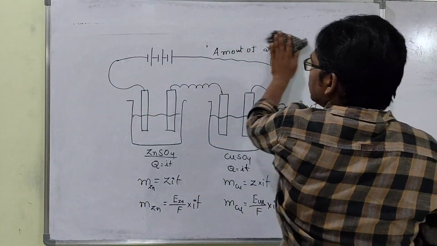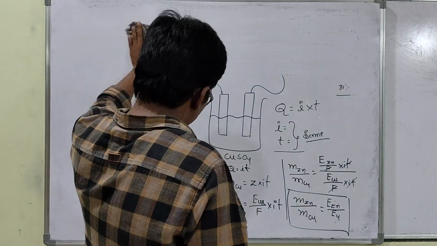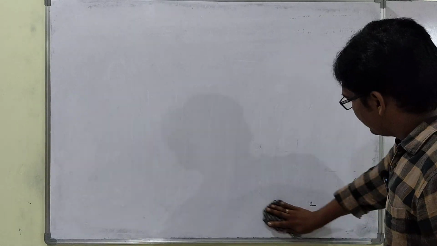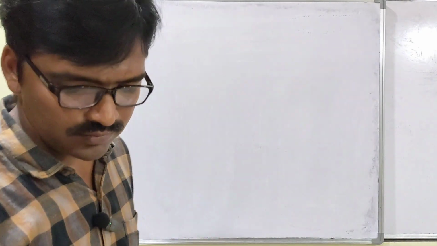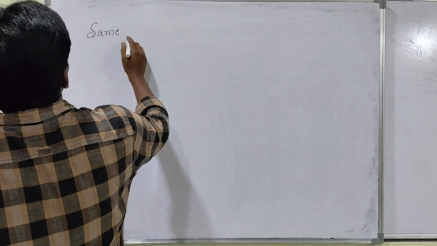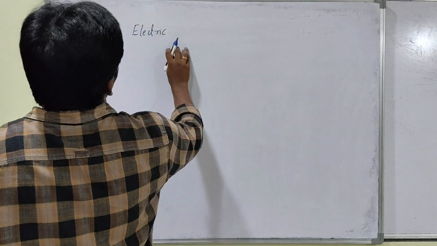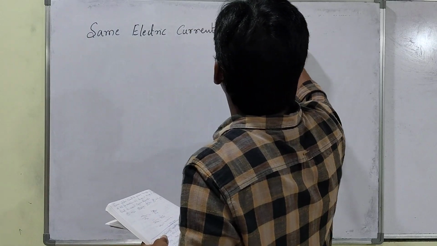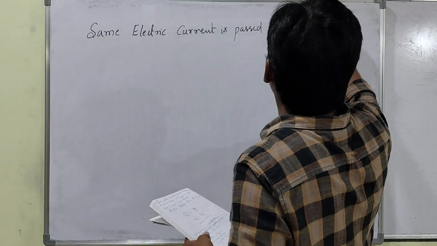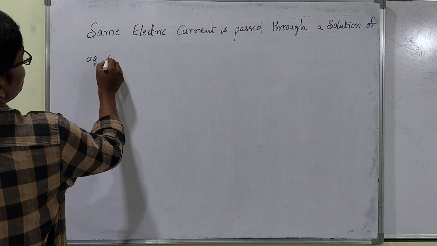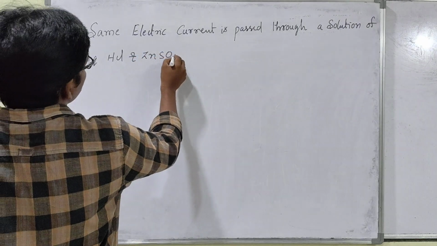So now we'll see one question based on Faraday's second law. That's the question, note it all of you. The same electric current is passed through a solution of aqueous HCl and ZnSO4, zinc sulfate.